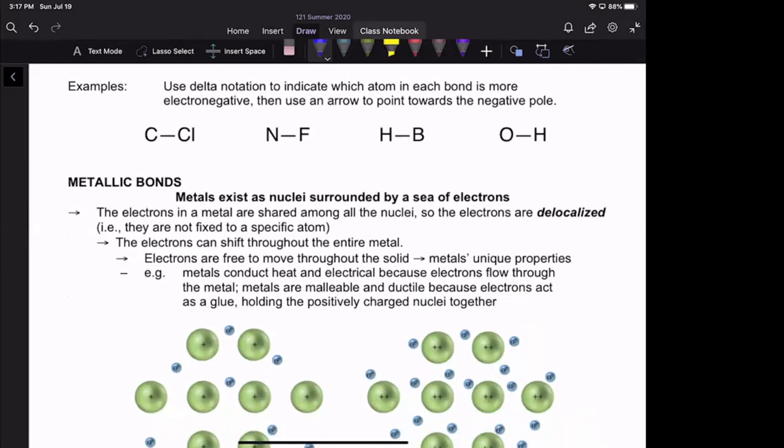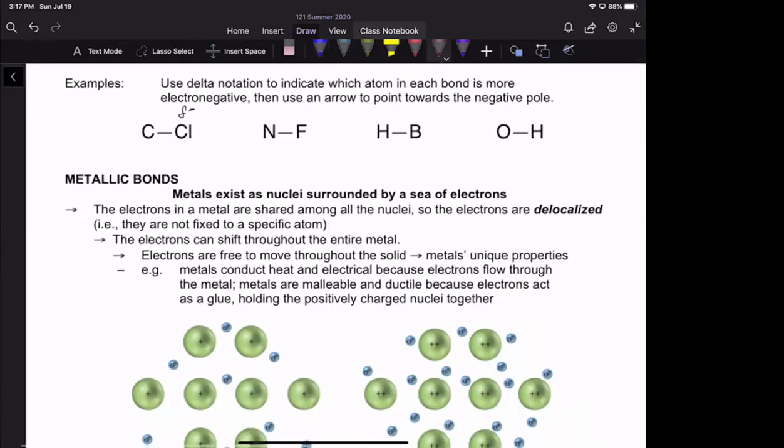Carbon is 1, 2, 3 boxes away. Chlorine is 1. This is going to have a dipole, partial negative on chlorine, partial positive on carbon, and that dipole would look like that. Nitrogen, anything with fluorine, fluorine is going to get that bond dipole.